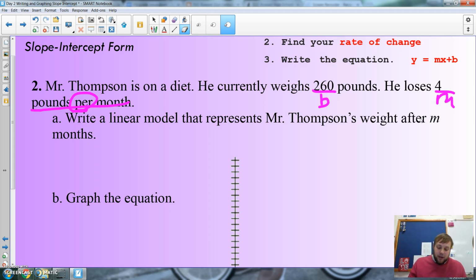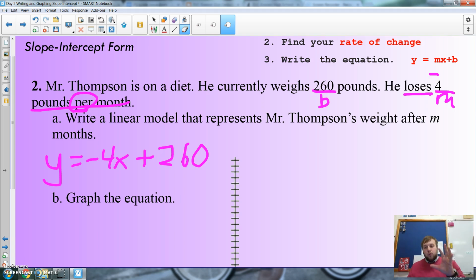So, righty, linear equation, it's going to be y equals, well, my rate, and it says loses 4 pounds. He's not adding 4 pounds, is he? He's losing, so that's going to be negative 4x. Plus, where did he start? That 260. So we're going to be removing 4 pounds every month.